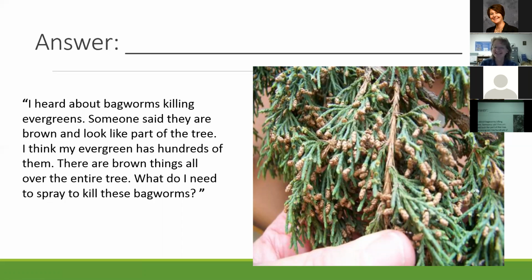Cones. Water damage, male cones. Good job. Yes, those are natural. Those are the flowering cones on the tree. They are not bagworms at all.